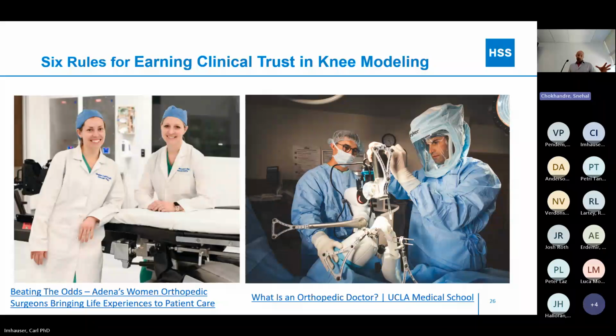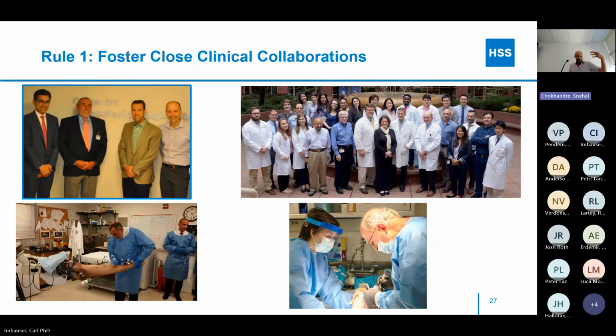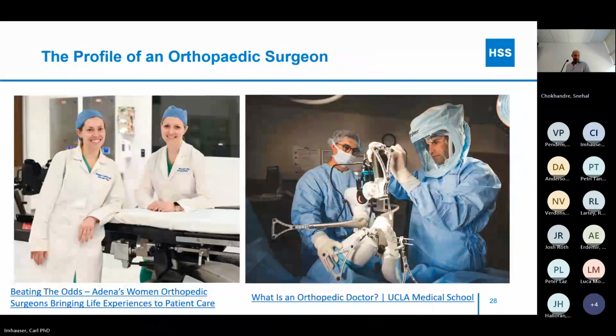And I wanted to talk about 6 rules for earning clinical trust in knee modeling. Again, acknowledging that we're working very closely with our surgical colleagues. And so going into these rules, rule 1, we definitely aim to foster close clinical collaborations. In other words, our doors are always open. We're there to help. We are open and always willing to listen and understand what your problems are clinically and how we might be able to add engineering insight and value to them.